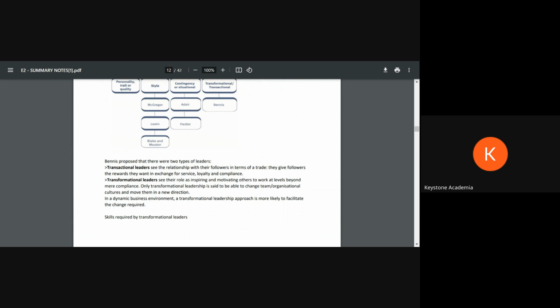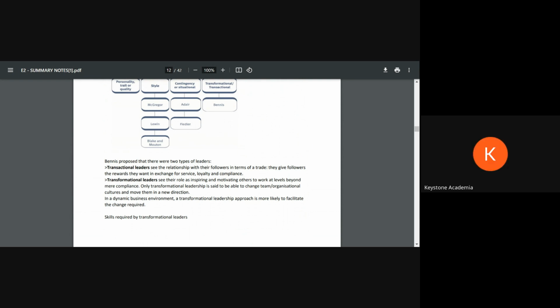Now, transformational leaders see their role as inspiring and motivating others to work at levels beyond mere compliance. This is someone who inspires and encourages others to put in more, to think more about it, to reach their maximum potential. These types of leaders are called transformational leaders, okay? Only transformational leadership is said to be able to change team cultures and move them in a new direction. If you want your team or your business to run in a new direction, only a leader who has a transformative mindset and a mindset of inspiring and motivating others can do it. Not everybody has that penchant to do it. Okay? Are you guys understanding that?